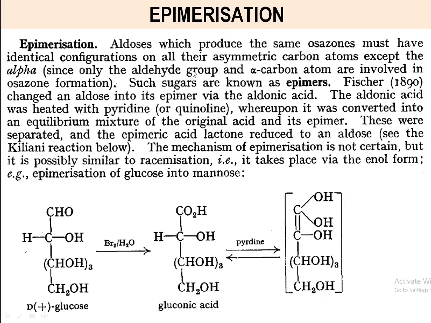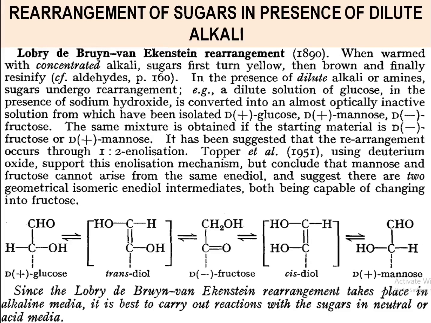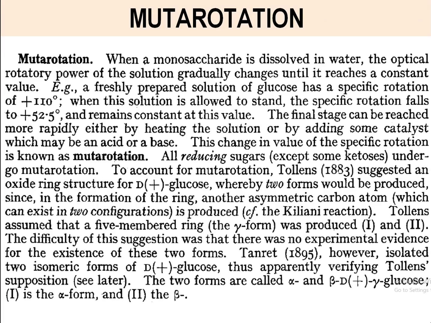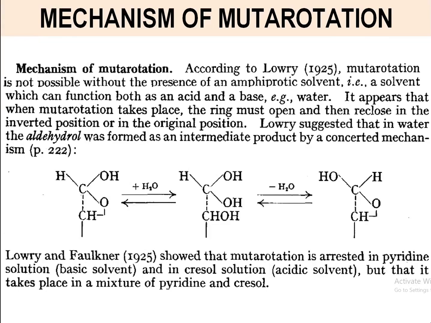So let us now conclude our discussion. Here, in epimerization we have read about the conversion of glucose to mannose. Then in the Lobry de Bruyn-Alberda van Ekenstein rearrangement, we have read about the conversion of glucose to three structures in the presence of a dilute solution of alkali, and we end up with a mixture of glucose, fructose and mannose. In mutarotation, we have read that all reducing sugars give rise to mutarotation. Mutarotation passes through the formation of what is referred to as the aldehydrol, and the presence of a basic solvent as well as an acidic solvent is required for mutarotation.